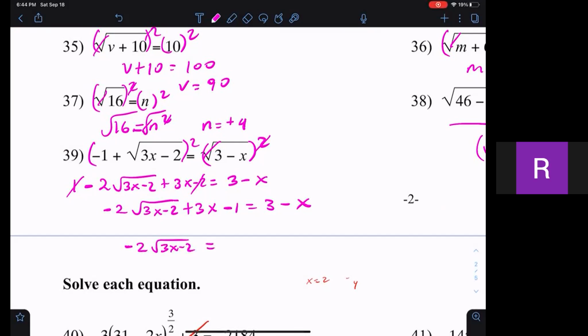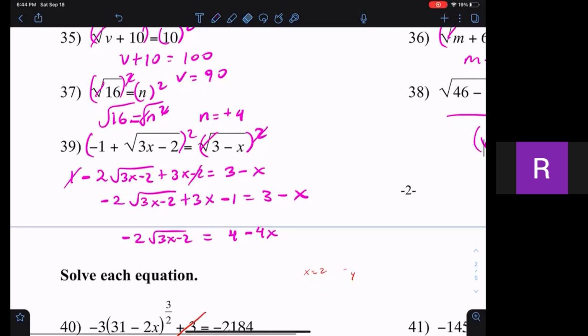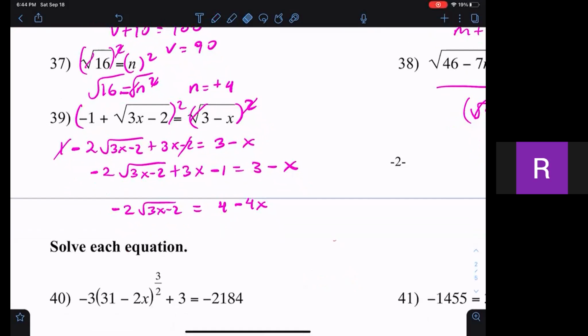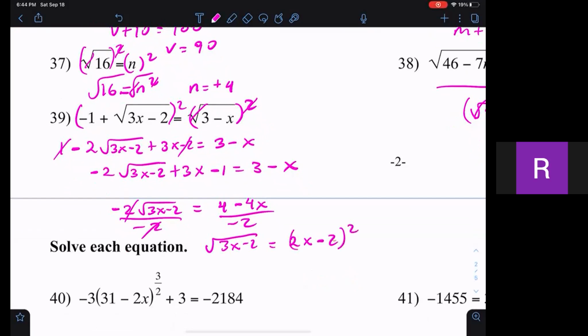So if I do that, I get 4 and I get -4x, right? So at this point, I can divide by -2 if I want, or factor, whatever. -2. So this cancels out, and I get 3x minus 2 equals 2x minus 2. Now I need to square this one more time.